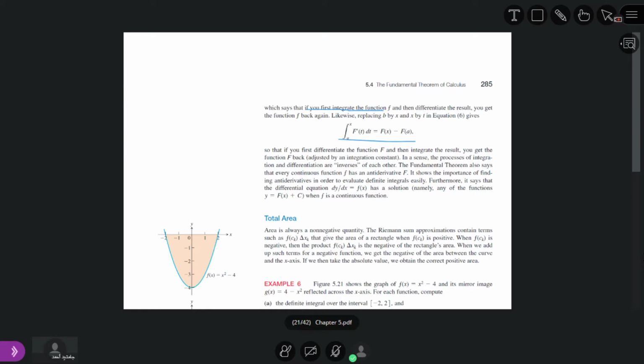So here f dash of t is basically d over dt. This f dash of t means the derivative of f with respect to t, df over dt. Okay. So if we take the integral from a to x, we get the function. It means this integration and this differentiation are inverse of each other.